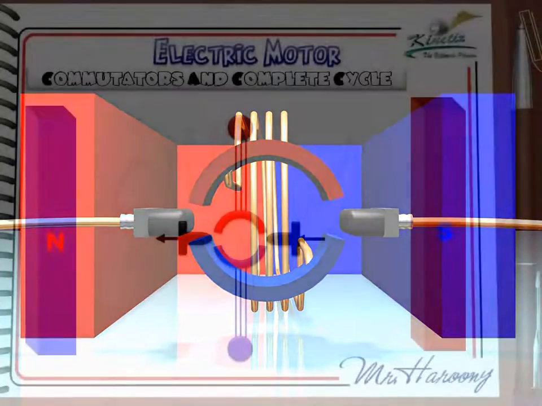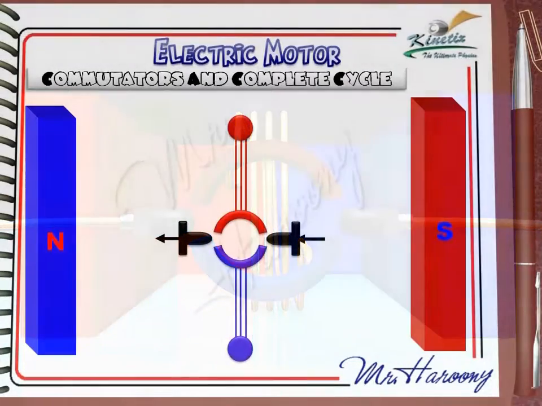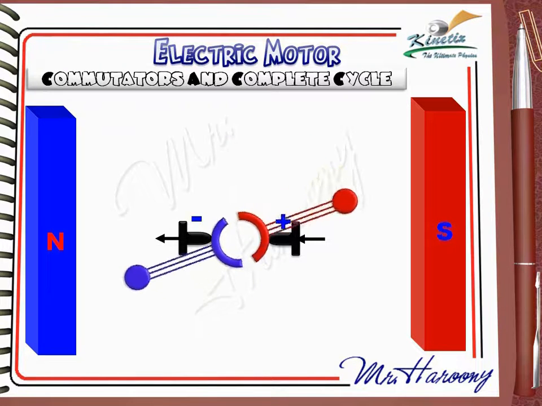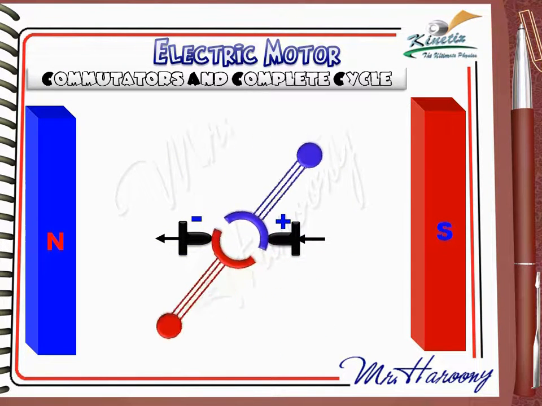Remember, these colors are just to study. This is a simple colored diagram of the front view of the electric motor. One carbon brush is connected to the positive pole of the battery. The other carbon brush is connected to the negative pole of the battery. This is how the coil will make one complete cycle.